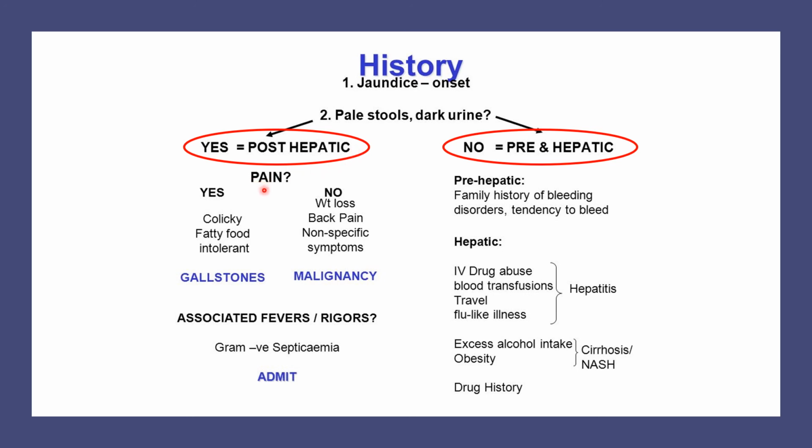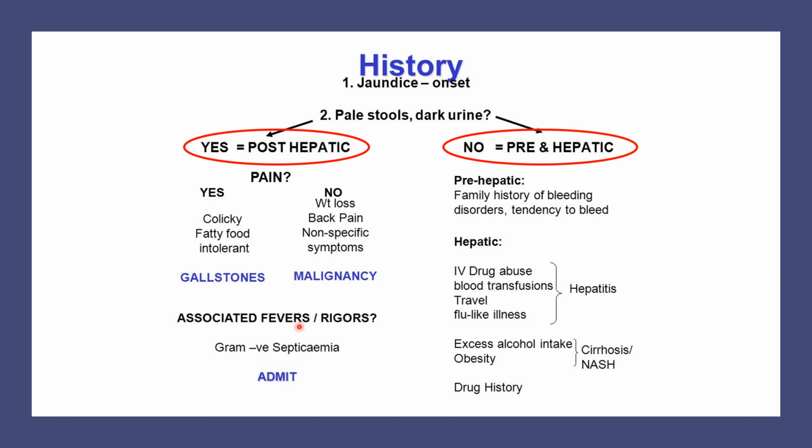Then you look for pain. If there is pain, then it is most likely colicky, intolerant to fatty food. The pain is localized to the right hypochondrium. Okay, and this is usually suggestive of gallstones. If there is no pain, then think of malignant causes, more sinister causes, with weight loss, backache, and non-specific symptoms like loss of appetite. With this, consider highly a malignant cause.